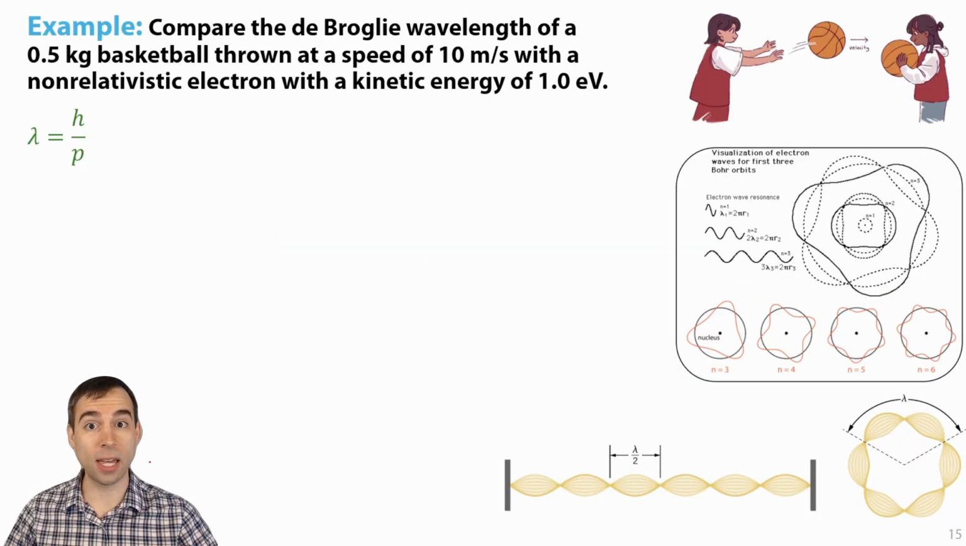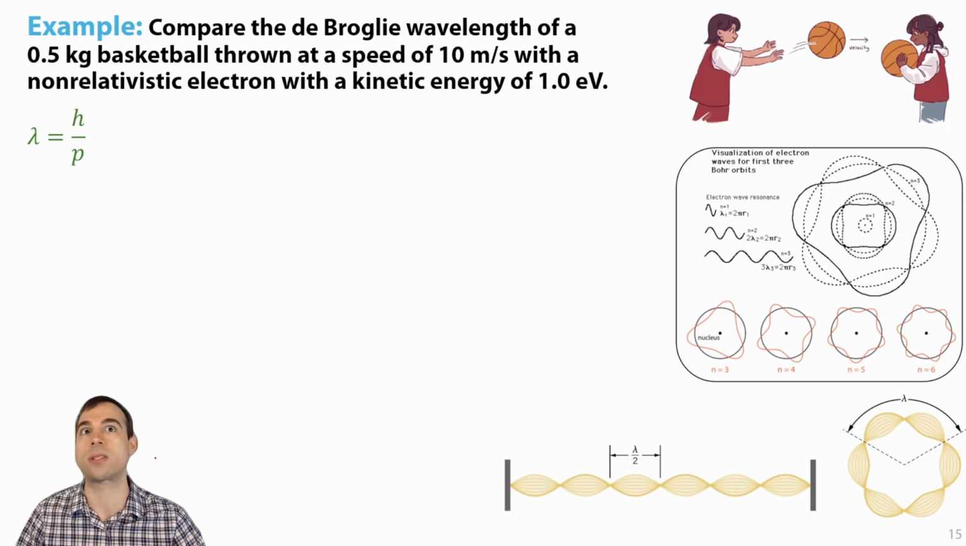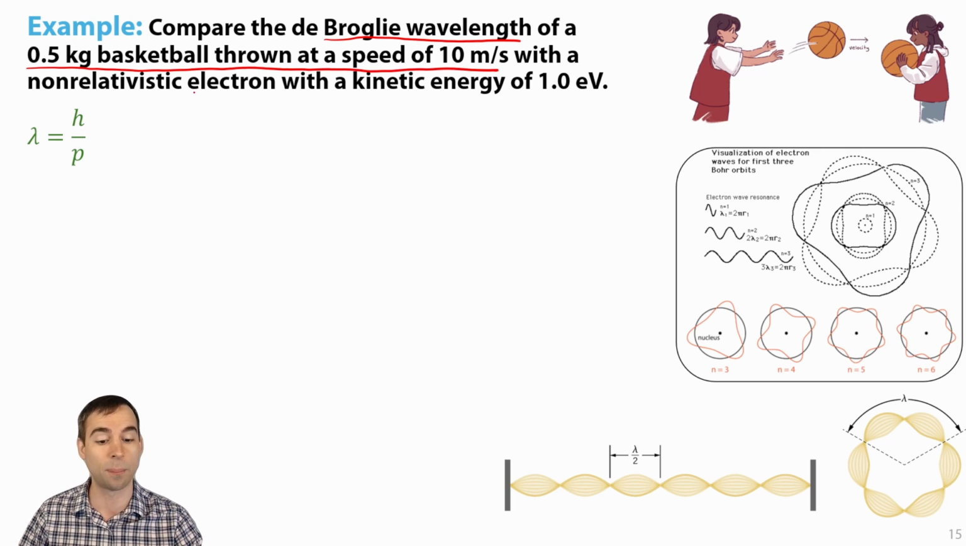So let's try calculating the de Broglie wavelength. If every particle and object in the world can be said to have a wavelength, then we should be able to use the de Broglie wavelength to calculate the wavelength of that object. So let's think about a 0.5 kilogram basketball thrown at about 10 meters per second and compare that to the de Broglie wavelength of an electron with kinetic energy of 1 eV.